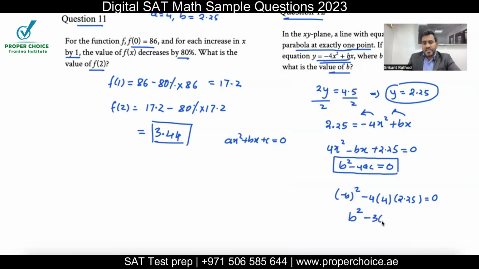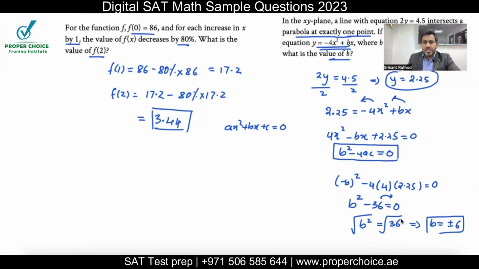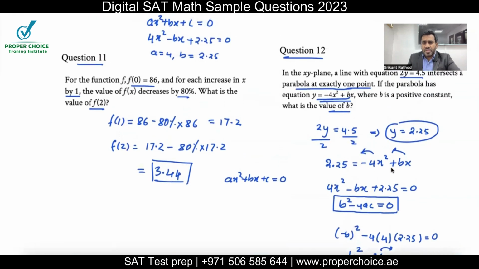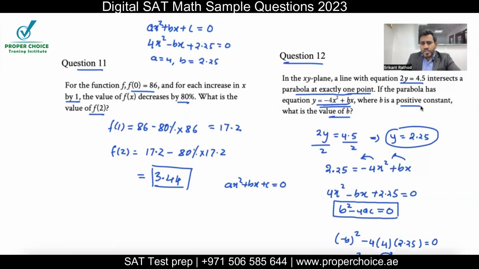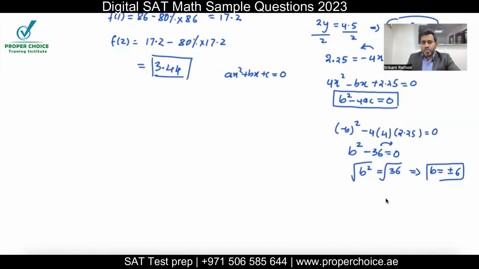So b² - 36 = 0. Take it to the other side, it gives us b² = 36. Take the square root, and I get b = plus or minus 6. What they have given us is that b is a positive constant. Since the value of b is supposed to be positive, I'll take b = 6. So b = 6 is the right answer to this question.